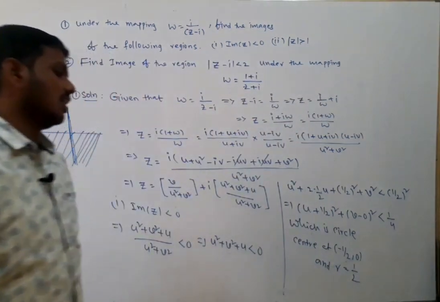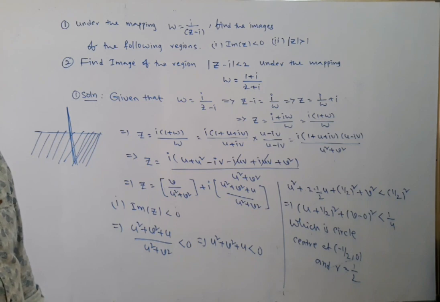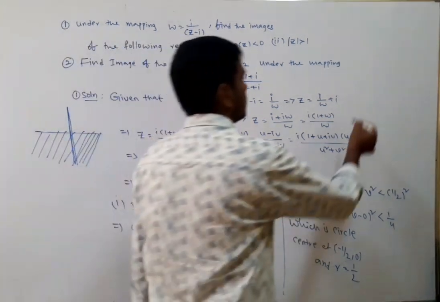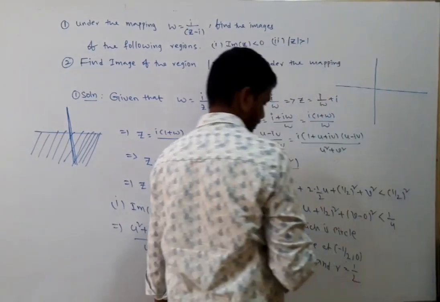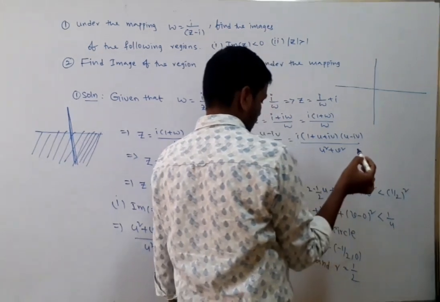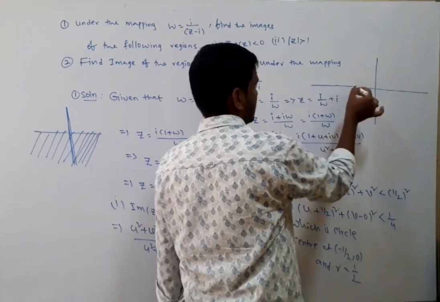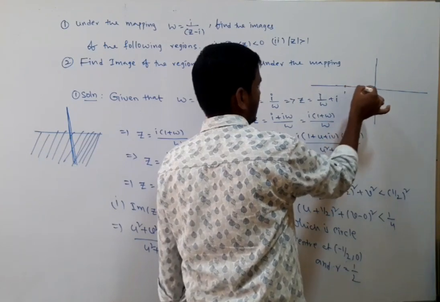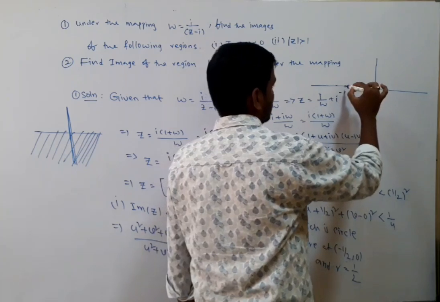I am going to draw the circle in the w plane with the center minus 1 by 2 comma 0 and radius 1 by 2. So just to see the rough diagram, this is minus 1 by 2, that is on the left side on the real axis. If I am taking this as 1, it is minus 1, with radius 1 by 2.